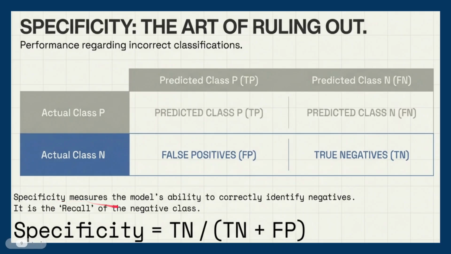So specificity measures the model's ability to correctly identify negatives. It is the recall of the negative class. So we can also say that specificity is the recall of the negative class. Okay. So TN by TN plus FP.